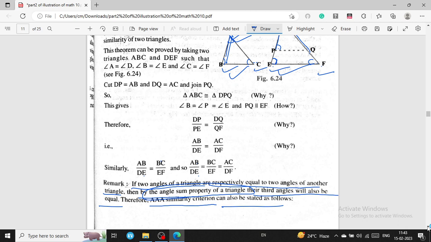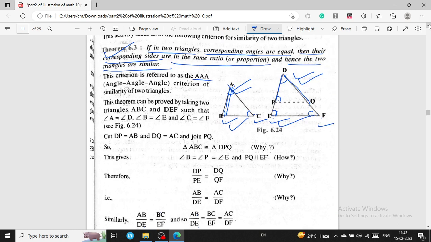Now for proving this theorem, first of all you have to write these lines. These lines are very important. This criteria is referred to as the triple A angle criteria of similarity of two triangles. And this theorem can be proved by taking two triangles ABC and DEF such that angle A is equal to angle D, angle B is equal to angle E, angle C is equal to angle F.